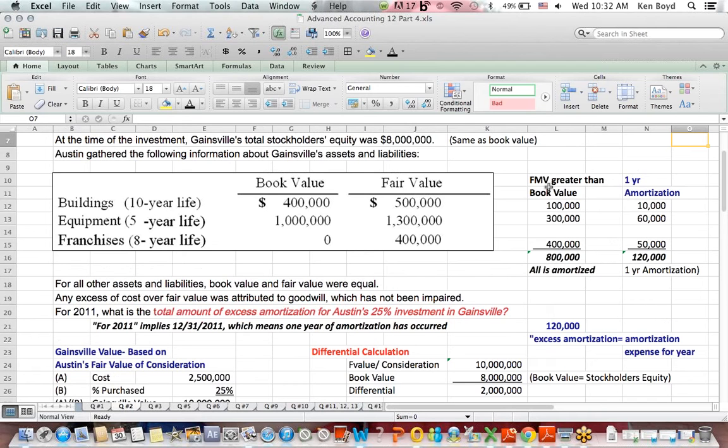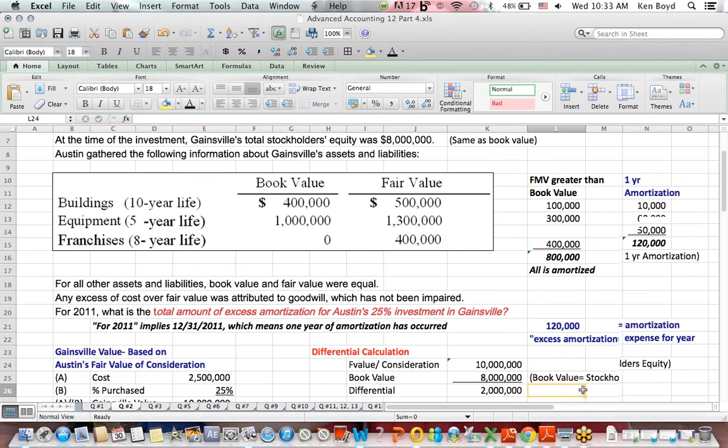So now I took the fair values in the right column less the book value in the left and came up with these differences. For example, 500,000 minus 400. There's my fair market value in excess of book value for these assets. You'll see that there is an intangible asset called franchise that had no book value. But when we buy the company, we add an intangible asset, franchise, to the books and we say it's worth 400,000. So that's a $400,000 increase.